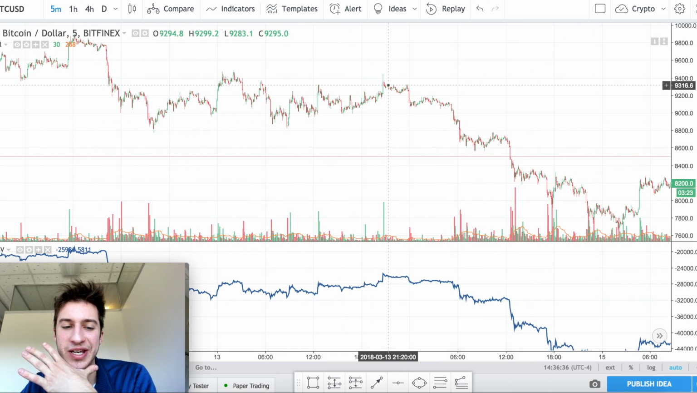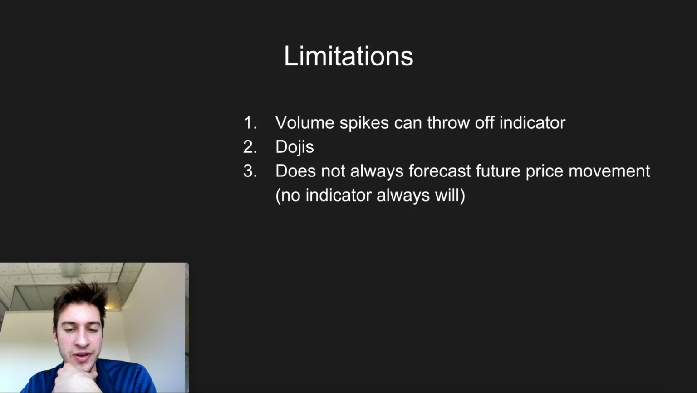Just because I'm saying the limitations does not mean that I wouldn't use this indicator. It's just important to say these because if you know what they are, then, like I said, you can know how to mitigate them.